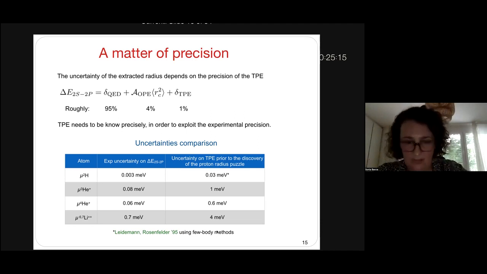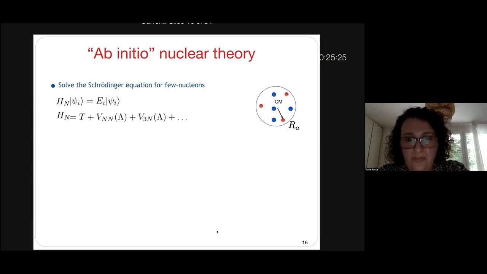So that's not enough, and the experimentalists, of course, want to make use of their precision. So they need this delta TP with a higher precision. So now that's where we come into the game.